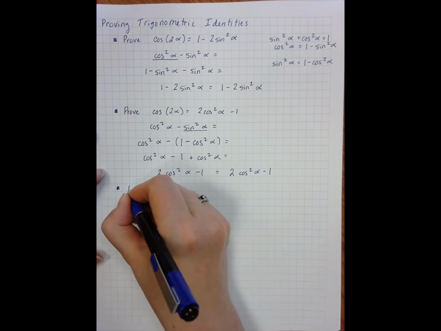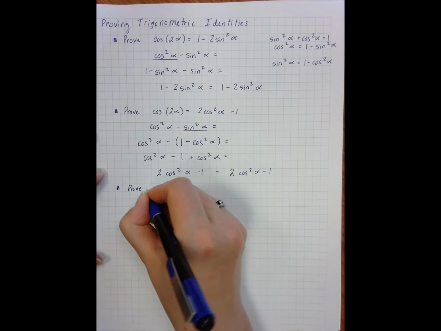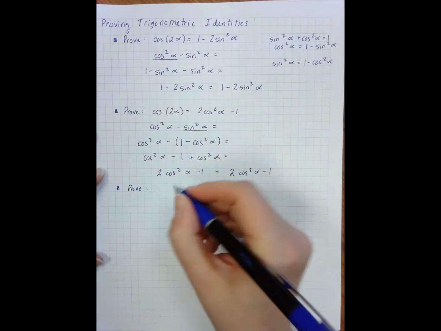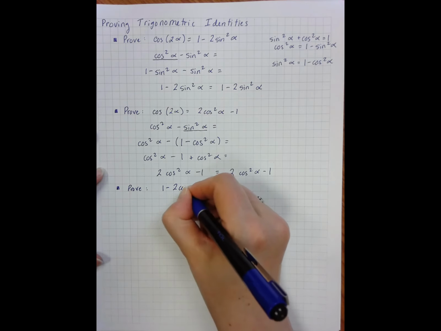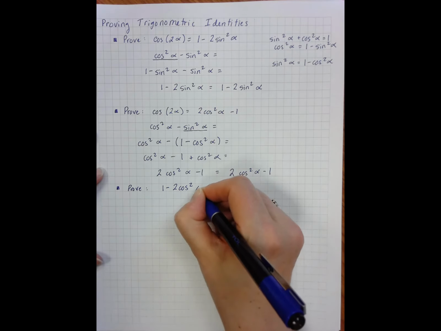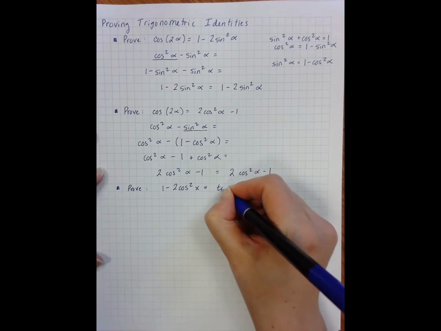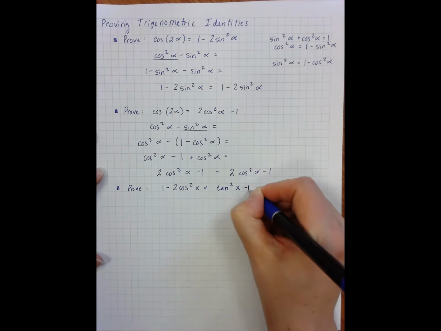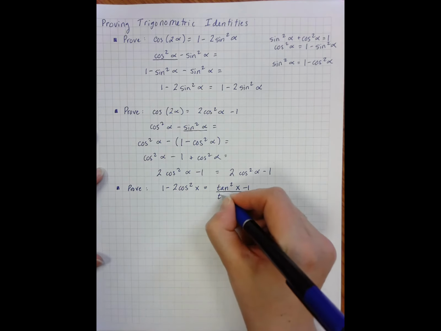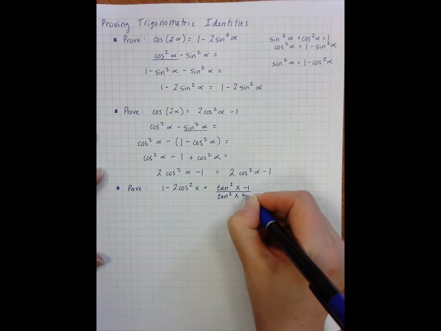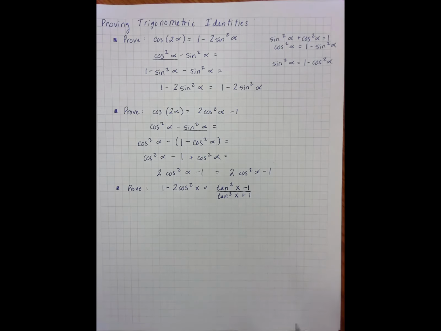Our next example is a little longer. We are going to prove that 1 minus 2 cosine squared x equals tan squared x minus 1 all over tan squared x plus 1. In this case, interestingly enough, I am actually going to work on the right-hand side.